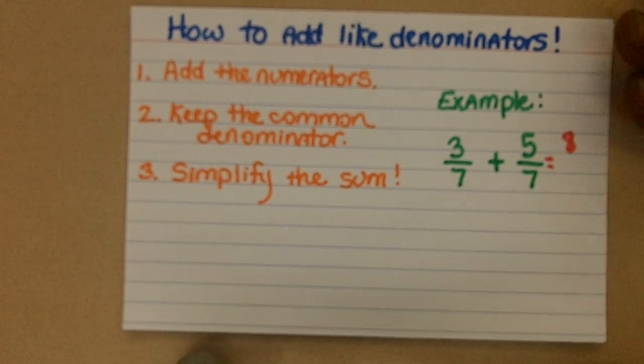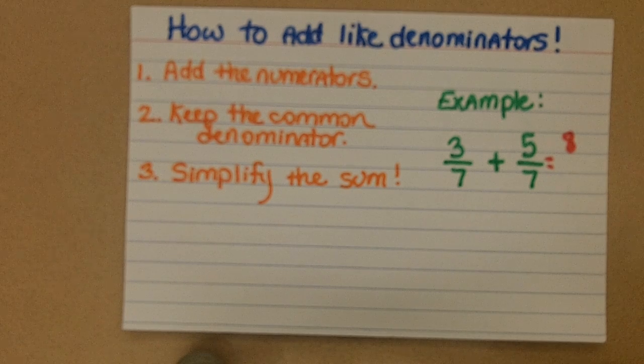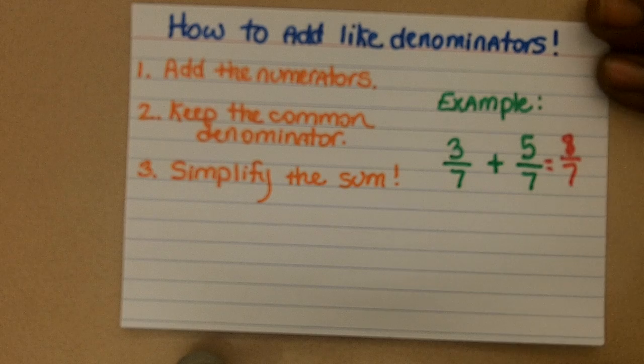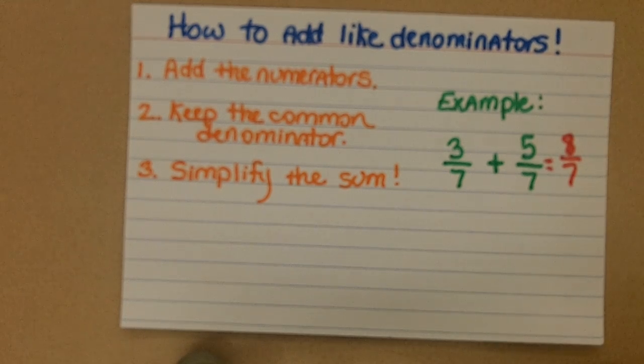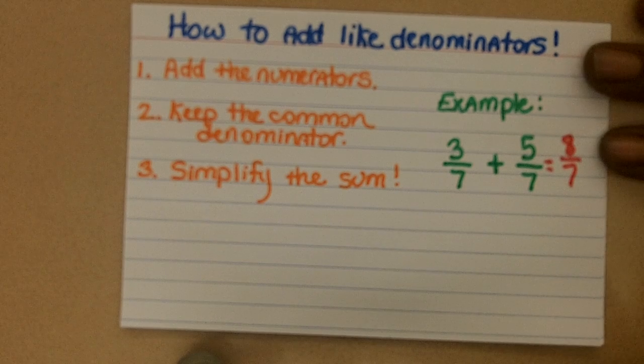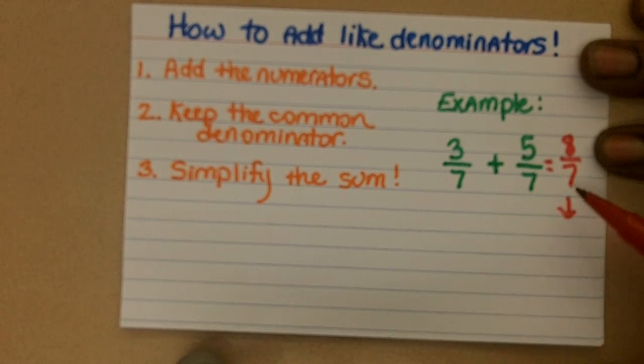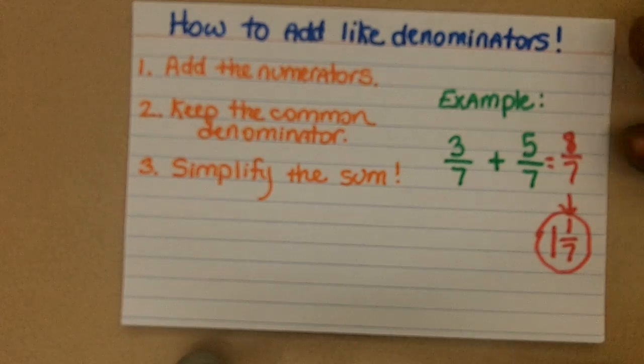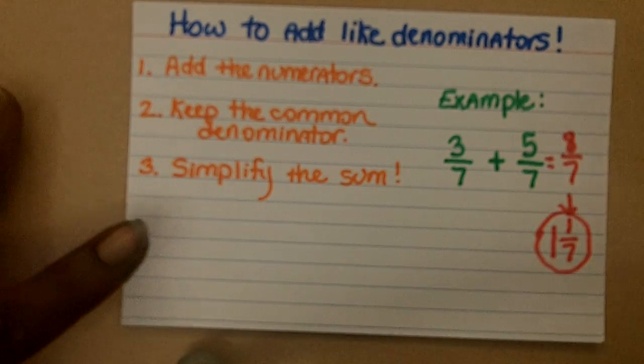us 8. Step 2, keep the common denominator. We've already discussed that common denominator is a 7. And then finally, step 3 is to simplify. What we have is an improper fraction, 8 over 7. So I'm going to reduce it or simplify it to a mixed number. 7 goes into 8 one time with 1 left over. Keep that denominator to make our solution 1 and 1/7.